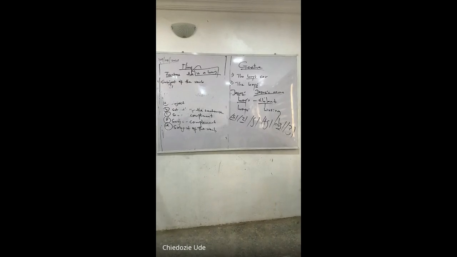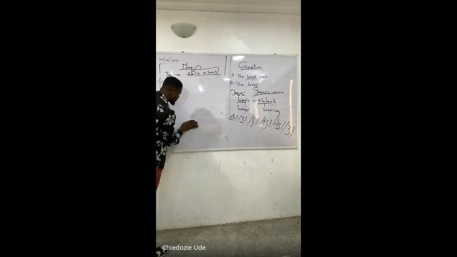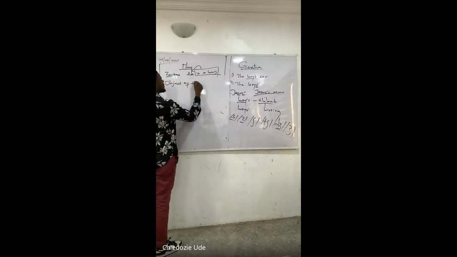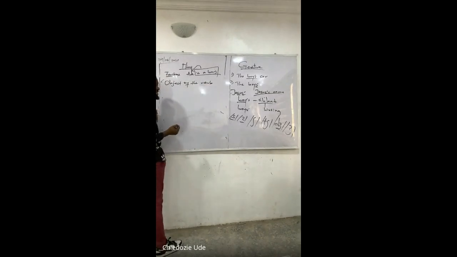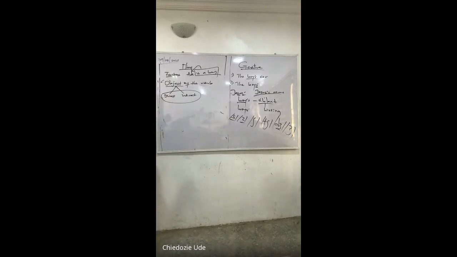Alright. So a noun can function as the object of the verb, not the object of the sentence. Now, under objects, we have two types: direct and indirect. But before I start explaining what direct and indirect are, let me just look at objects generally.